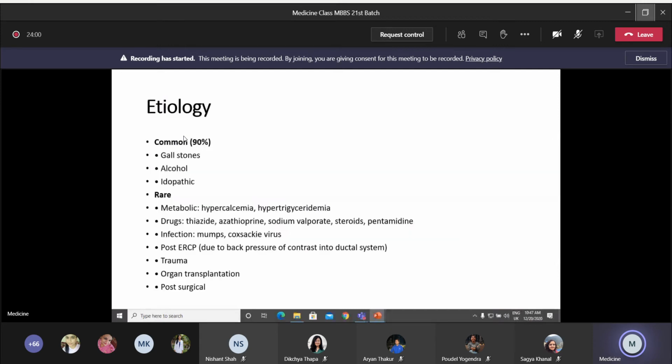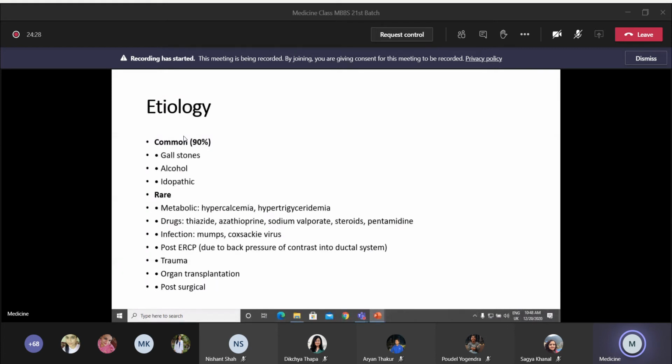So etiology: whenever you are asked about the etiology of pancreatitis, don't forget the two topmost causes, that is gallstone and alcohol. The rest are very, very rare. Most of the 90% you'll find gallstones or alcohol, and then idiopathic. The rare causes include metabolic causes like hypercalcemia, hypertriglyceridemia, hyperlipidemia.